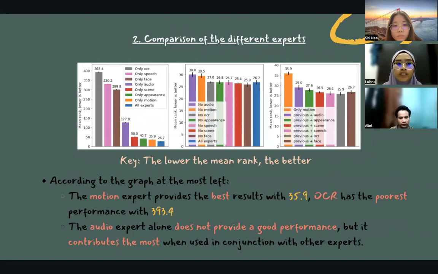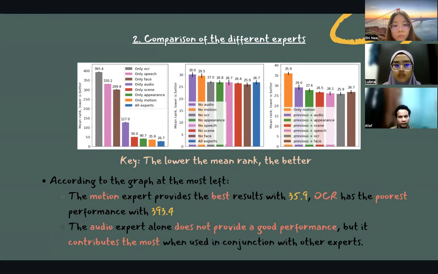There were 3 experiments. The graph at left used only 1 expert, the middle used all experts, while the right one gradually adds experts by greedy search. For using only 1 expert, the most shared expert provides the best result with the lowest mean rank. OCR has the poorest performance as speech and face are absent from many videos. The audio expert alone does not provide good results, but it contributes the most when used with other experts due to its complementary cues.